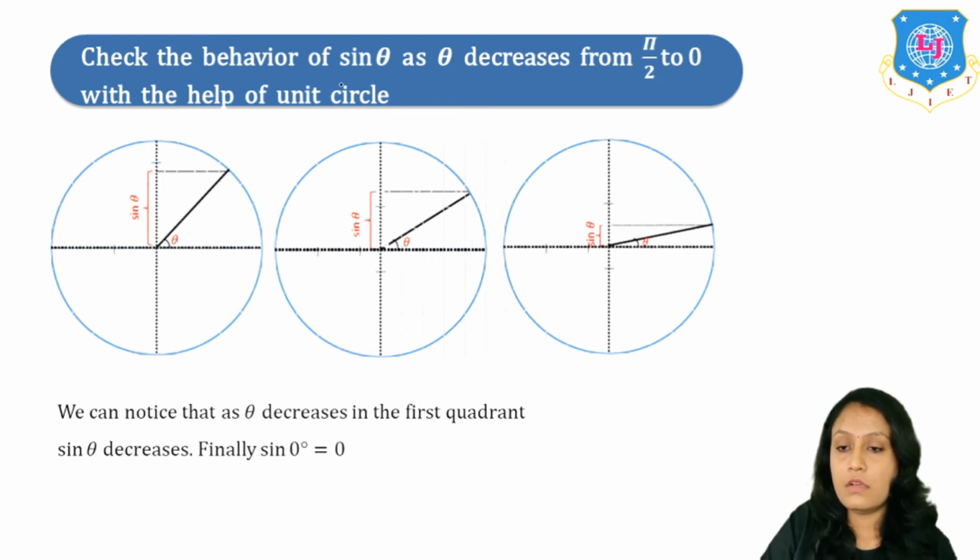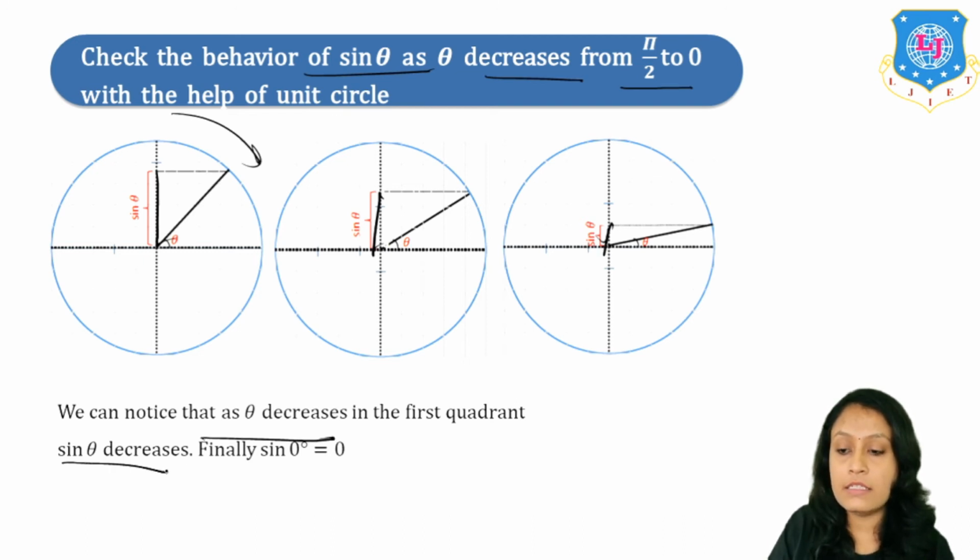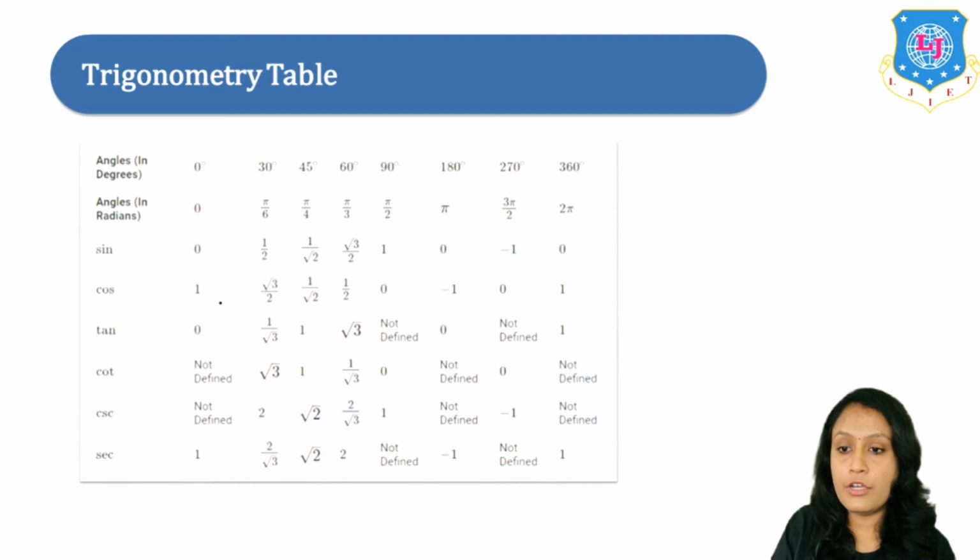Now the behavior of sine theta as theta decreases from pi by 2 to 0. Now we are moving in this direction from pi by 2 to 0. So you can see we have sine theta there, then this is the sine theta and this is the sine theta. So as theta decreases, sine theta decreases. Here we are working in the first quadrant only. Again we know sine 0 is what? 0, and sine 90 degree is what? 1.